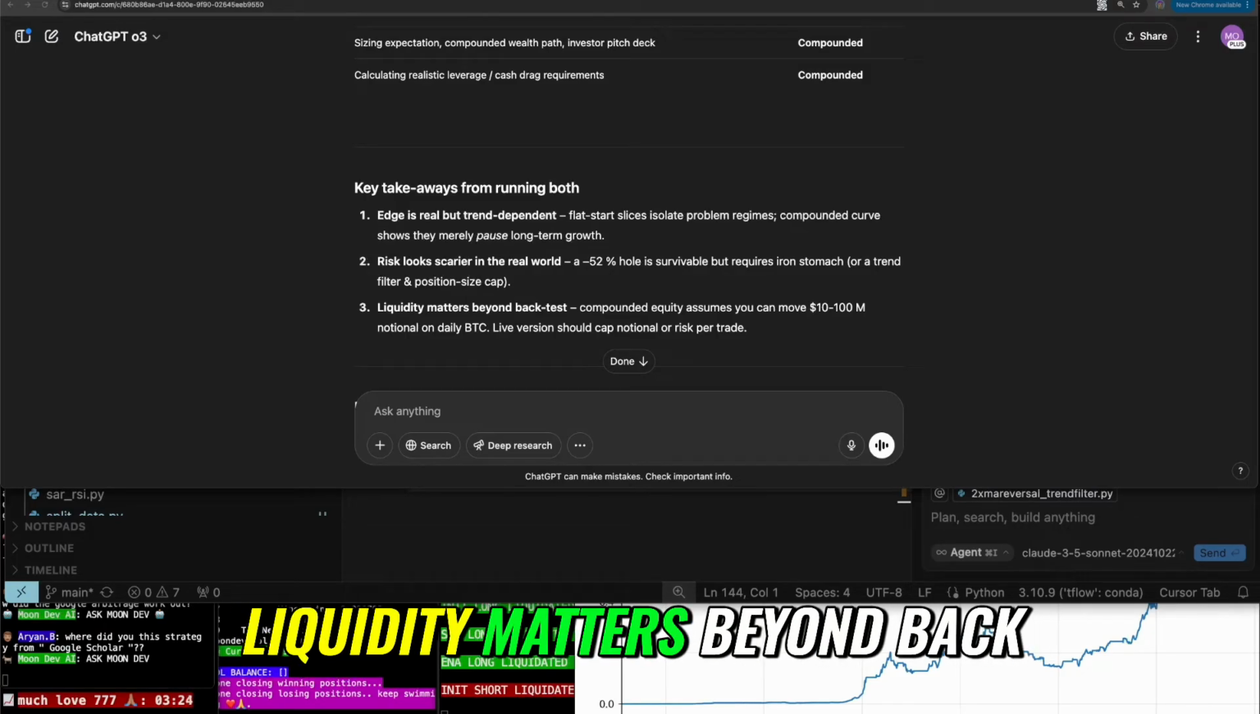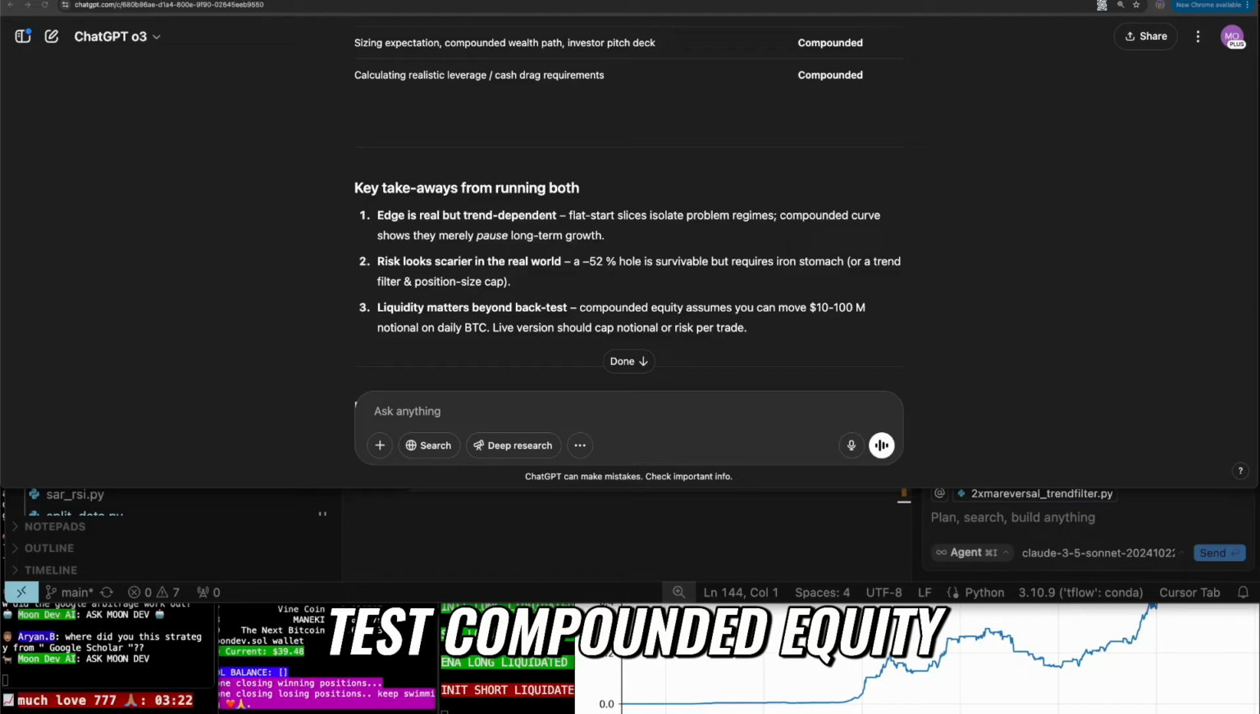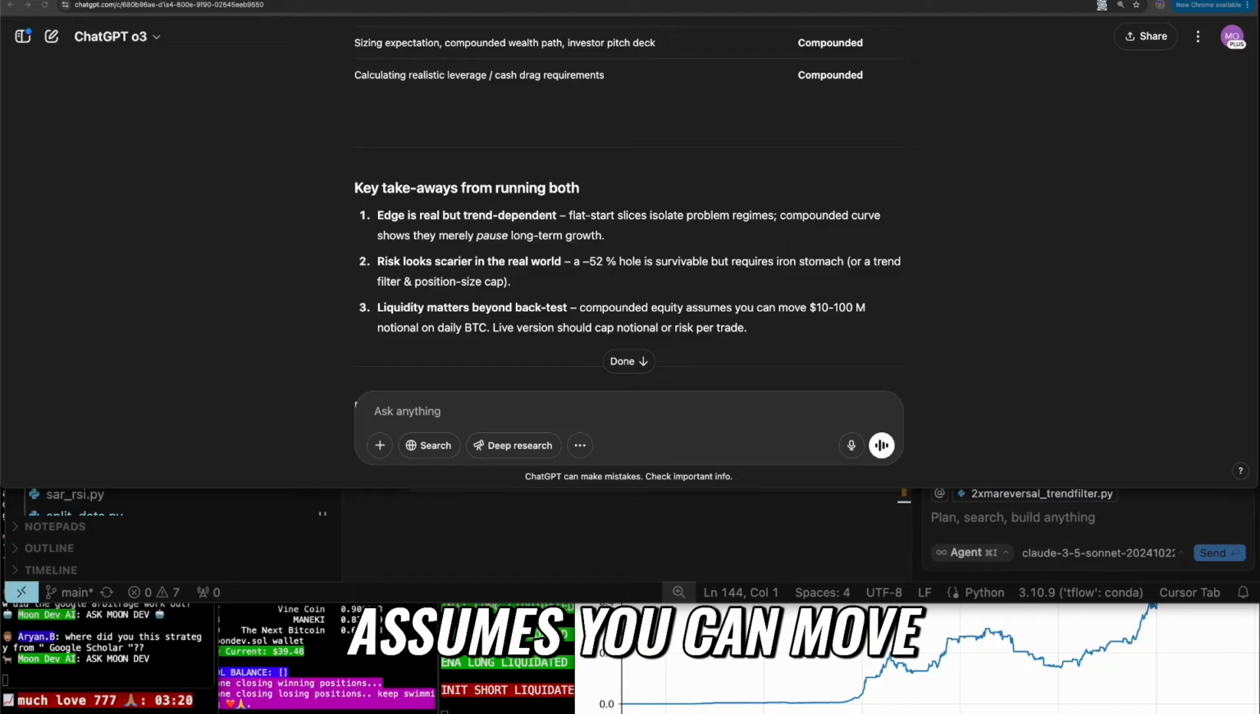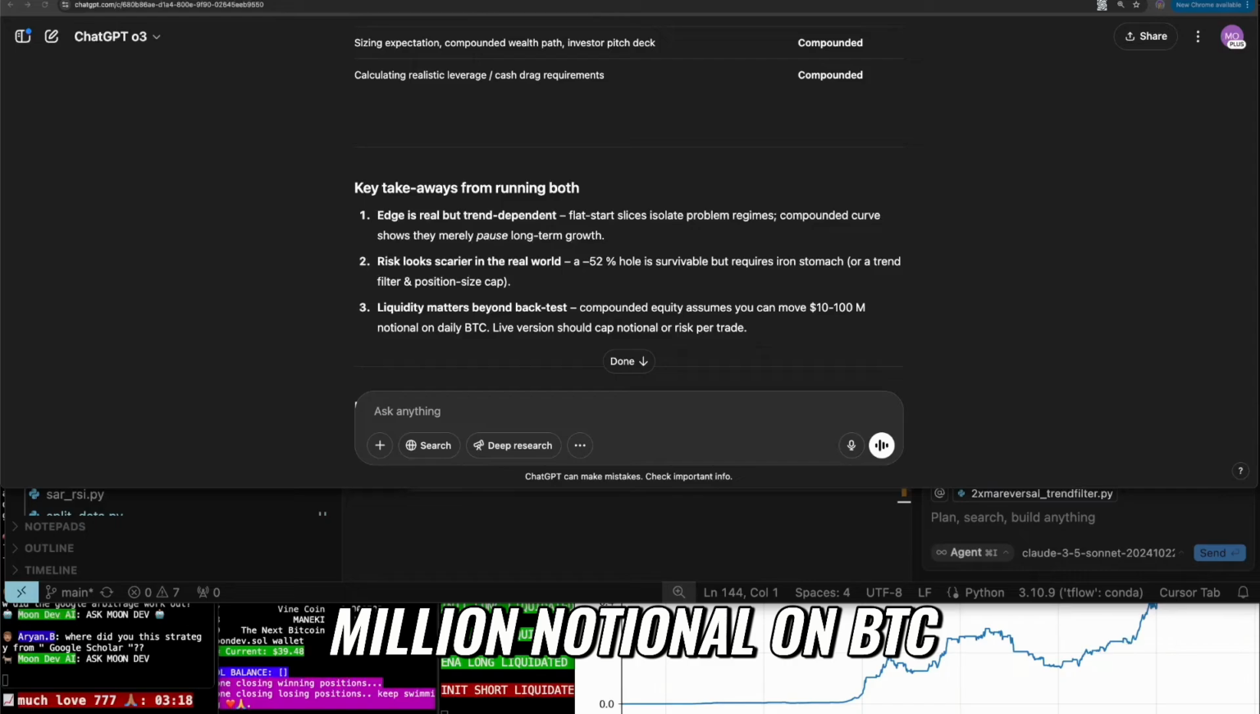Liquidity matters beyond backtests. Compounded equity assumes you can move 10 to 100 million notional on BTC.